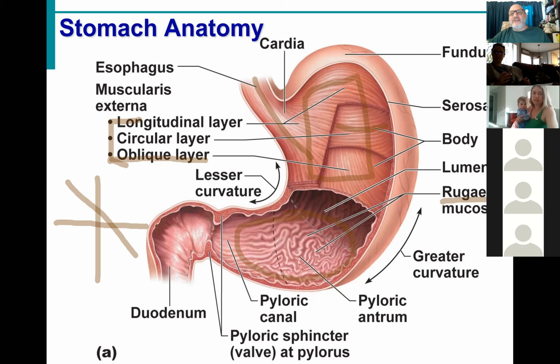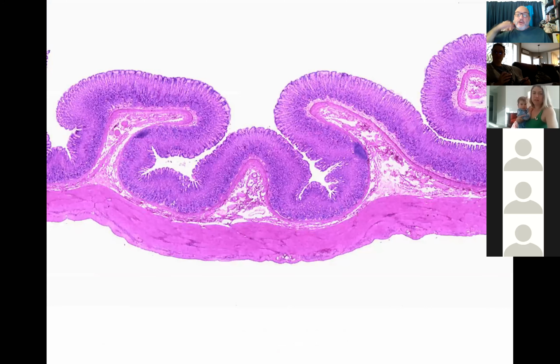That is our gross anatomy specializations. Notice here, I love this picture. Notice here we can see the rugae with a lower magnification view. And again, notice we can tell these are rugae because what's this line right here? Anybody know what this line right here is?